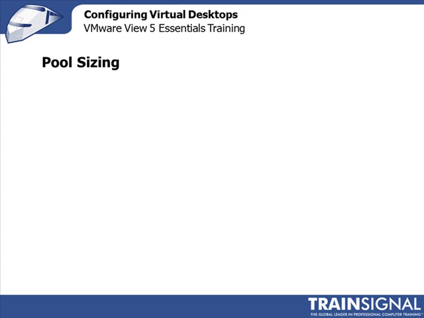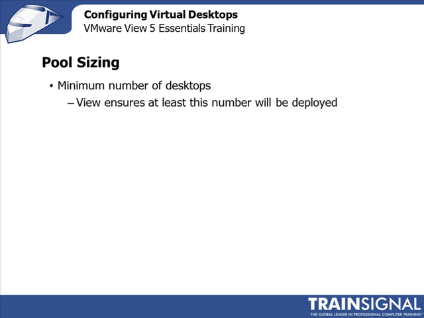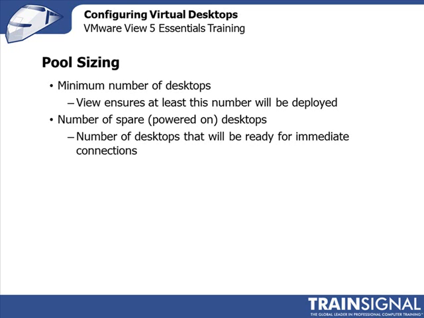It shouldn't be a problem at all. So let's take a look now at pool sizing in a little bit more detail. Some of the items that you're going to get within pool sizing settings. One is the minimum number of desktops. These are the desktops that View is going to ensure that at least this number of desktops will be deployed, will be there, and will be ready. Now, you kind of alluded to this, the number of spare desktops or powered on desktops. This is the number of desktops that will be ready for immediate connections.